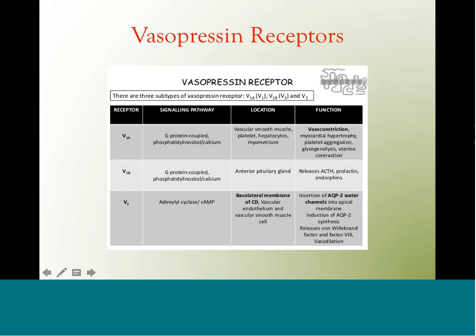The V2 receptor mediates through cyclic AMP and is present on the basal membrane of the collecting duct of the kidneys. That's what CD stands for, the collecting duct. It's also present in the vascular endothelium and vascular smooth muscle cells. It has to do with the aquaporins, the water channels, and is involved in releasing von Willebrand factor and factor VIII, which has to do with clotting, and is also involved in vasodilatation.